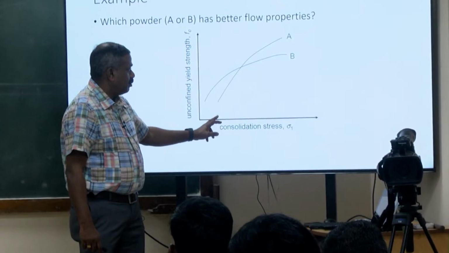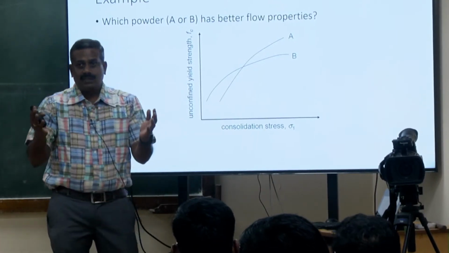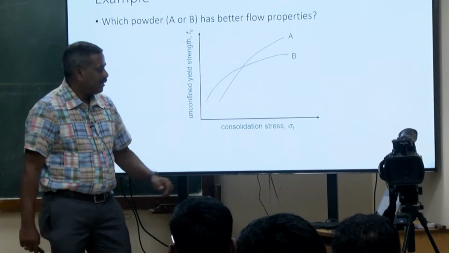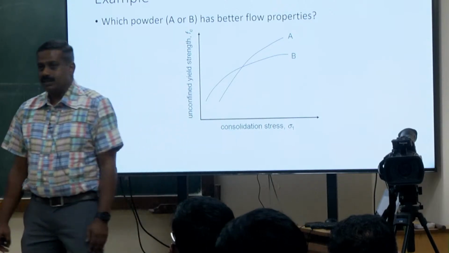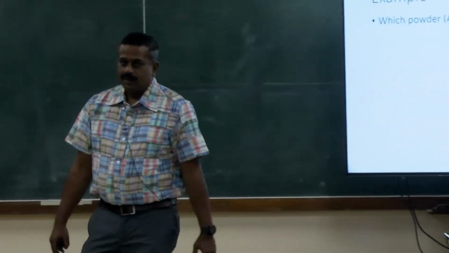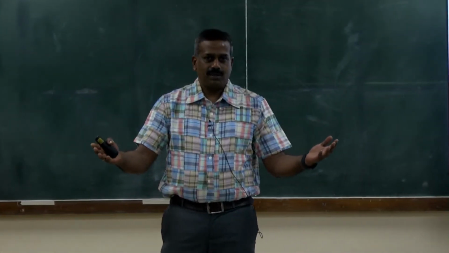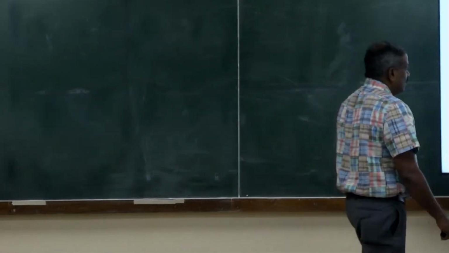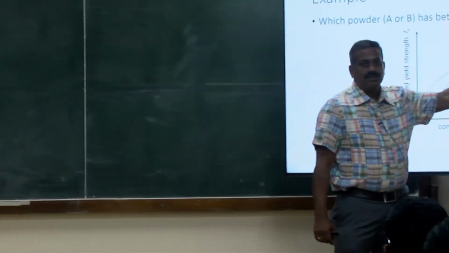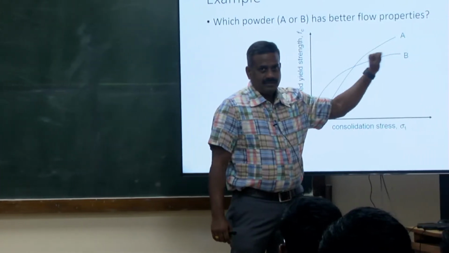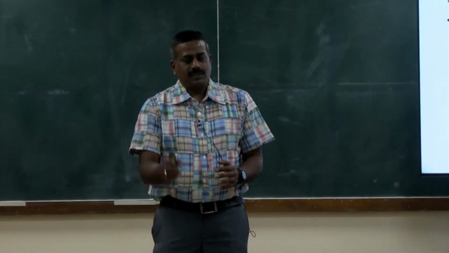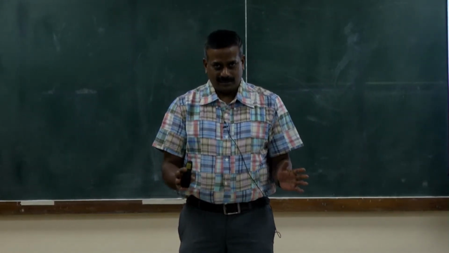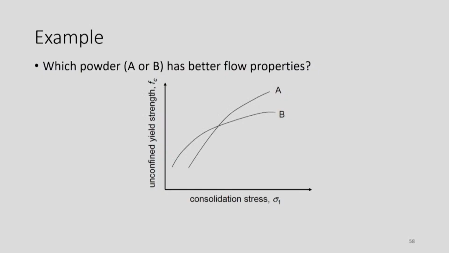For example, at 5 kilopascal consolidation stress, you can assume a small bin, like a 10 kilogram bin. Then powder A will have a better flow property. But if you're storing the same powder in a ton capacity bulk bin, then B might have a better flow property than A. Just for comparison. So that again shows the importance of characterizing. If you have powder, you have to characterize it well to replicate different conditions.